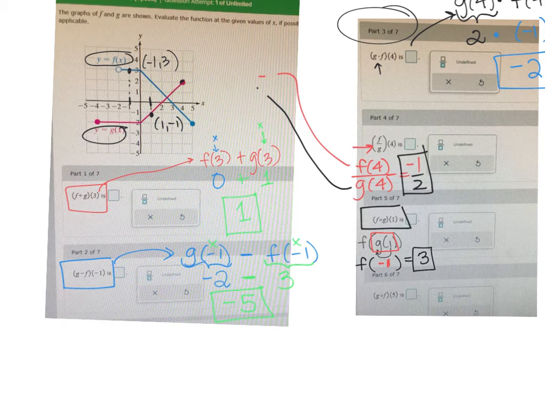So remember, that's the way composition works. It's really a bunch of substitutions. So 1 goes into g. Whatever we get out of that goes into function f.